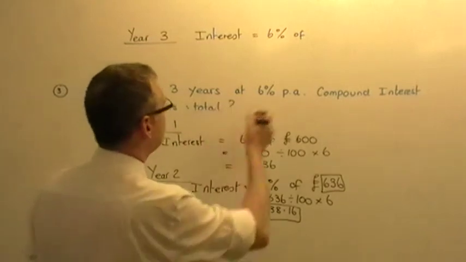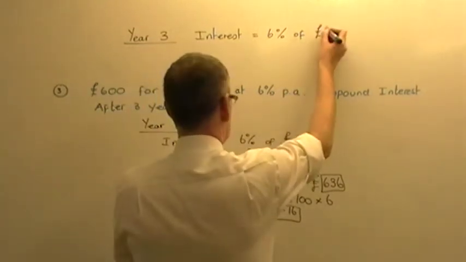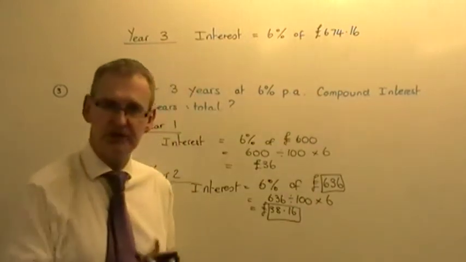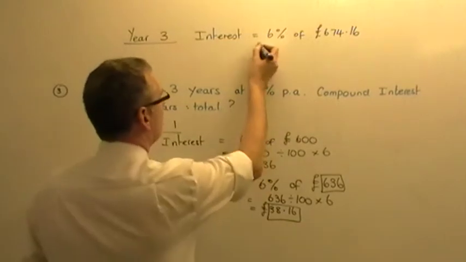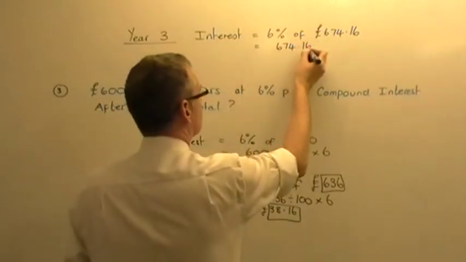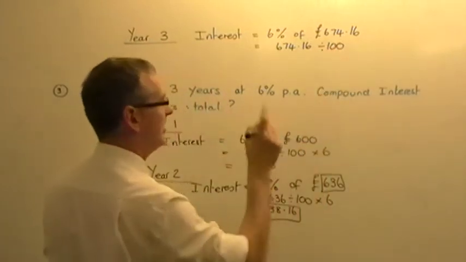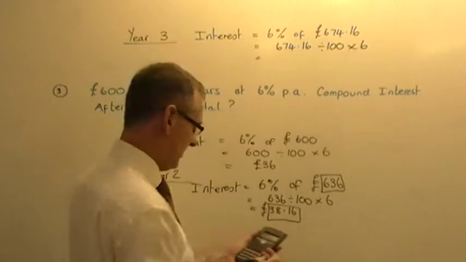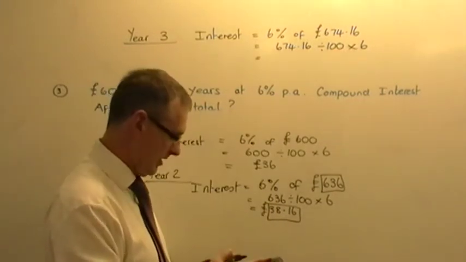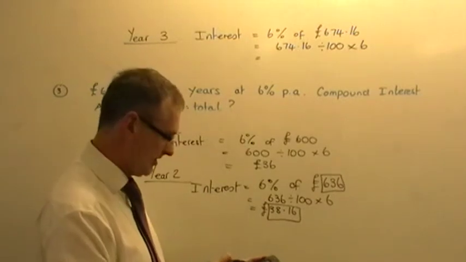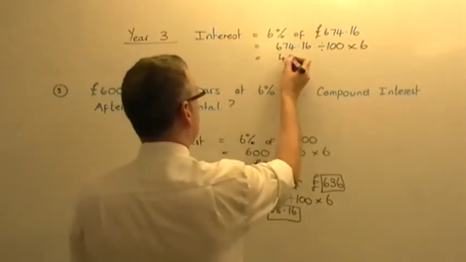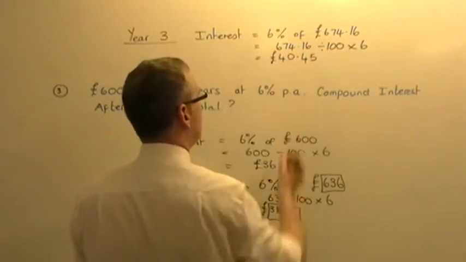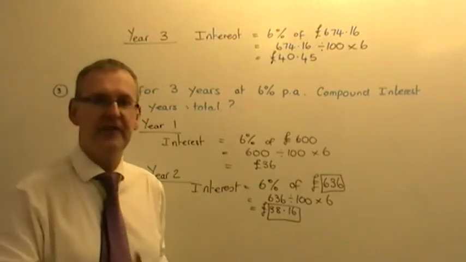£674.16. So the third year, we'll do as a calculation of 674.16, 6% of that. So the total's gone up. Here we go then. You take the 674.16, you share it by 100 to get 1%, times it by 6 and you'll get 6%. So if I work that out, share by 100 and times by 6, this time the bank gives us £40.45 in interest for that third year.